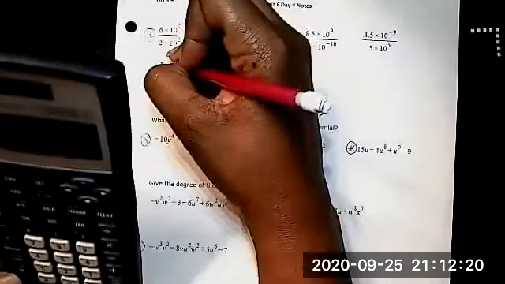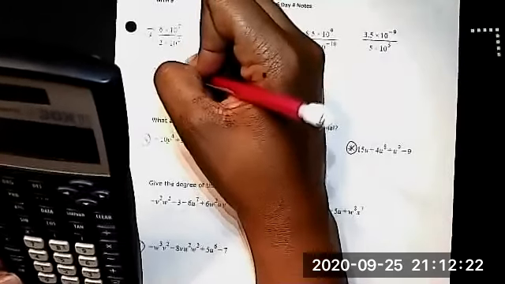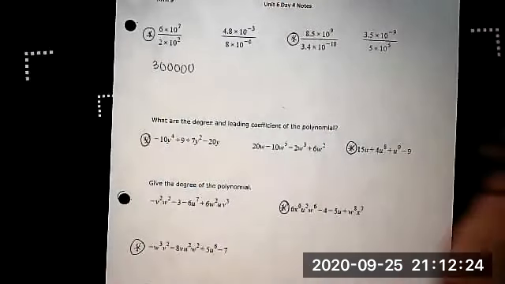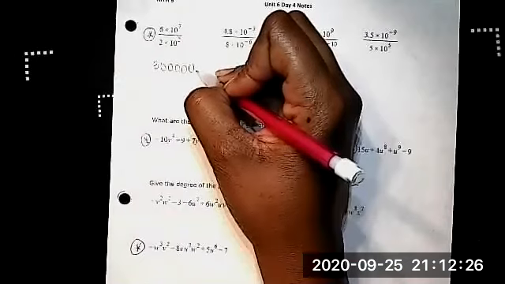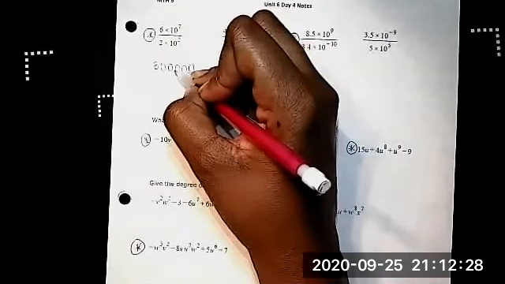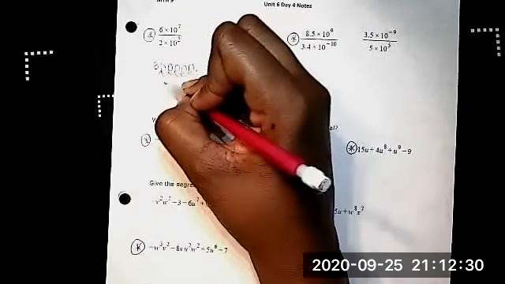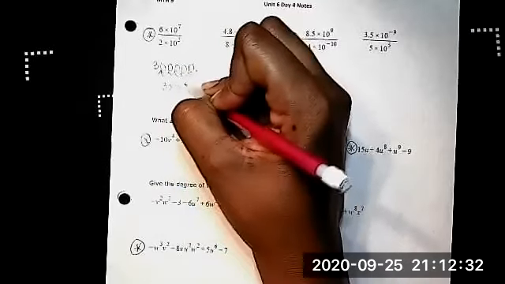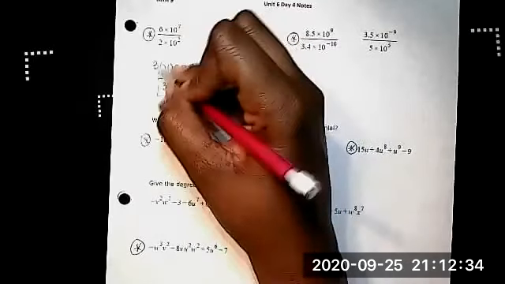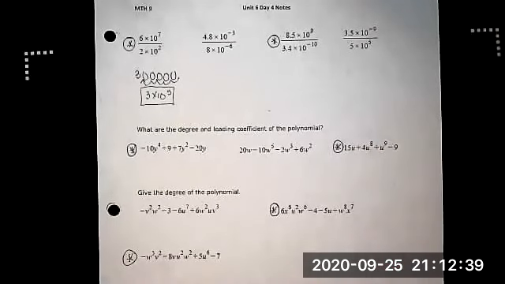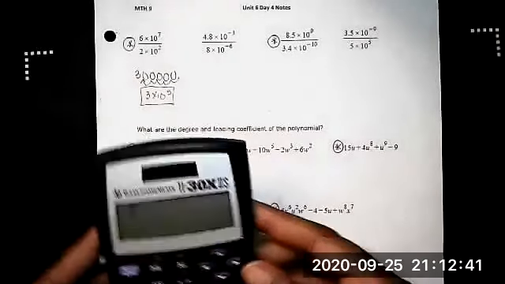We know how to change it. 1, 2, 3, 4, 5 zeros, and we're just going to move the decimal 1, 2, 3, 4, 5 times. So it's 3 times 10 to the positive 5 power, because this is a big number as opposed to a decimal. I wish it just did what I asked it to do. Let's try the next one.